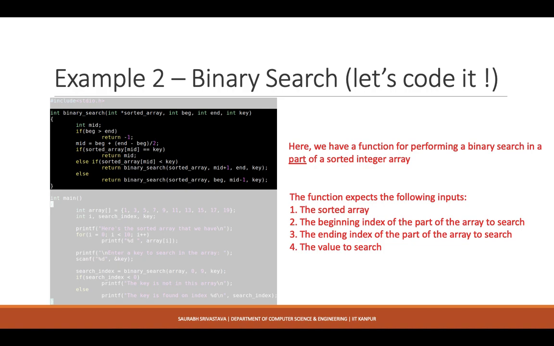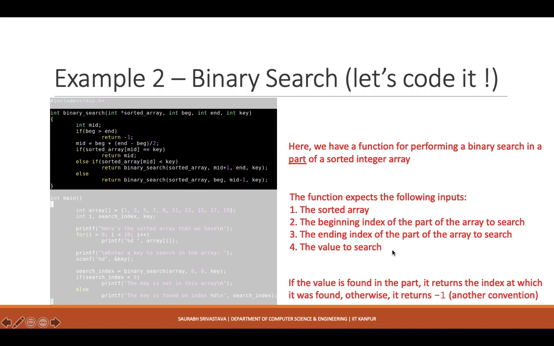And then the fourth element is the value that you want to search in the array. Now if the value is found in that particular part of the array, you simply return the index at which it was found. Otherwise you return -1. It's again a convention that I'm using, that -1 essentially means that the value is not there at all in this array.